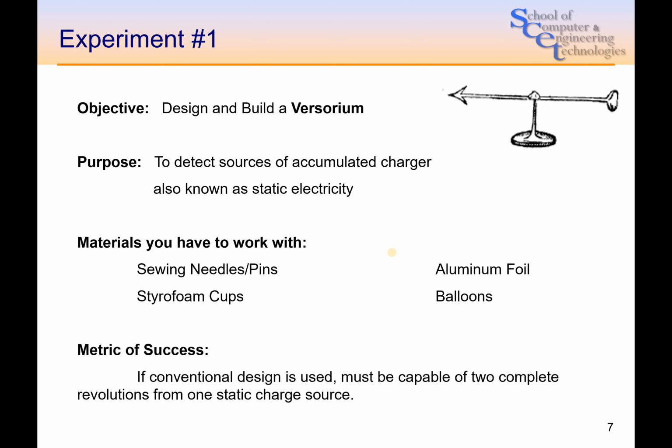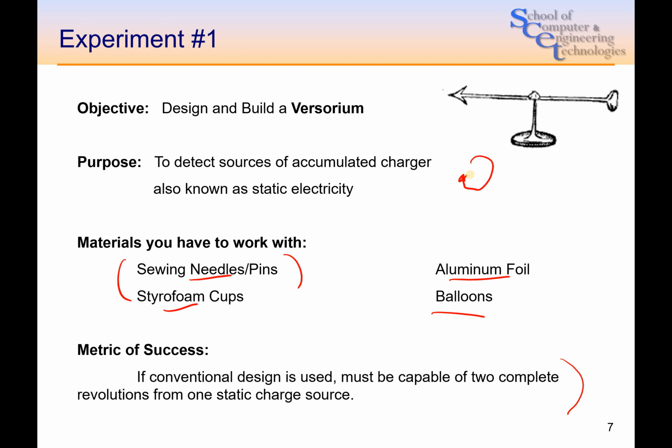The idea here is I want you to design and build a versorium. I give you guys these things: sewing needles, styrofoam cups, aluminum foil, and balloons. And basically I make a competition out of it. I want you guys to build one that on one charge of the balloon, you guys know what the balloon's for, right? We need it static. So you take the balloon and you rub your head. Well, I don't rub my head. I don't have any hair on my head. I guess I could rub my beard, right? Remember the intro video, what I look like? So, yeah. Who can make it go 2 complete revolutions on just one charge of the balloon?